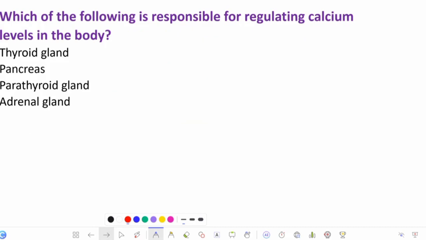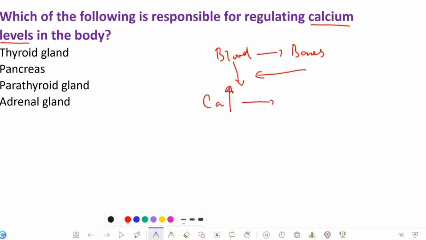Next, which of the following is responsible for regulating calcium level in the body? Calcium is basically present in two major areas inside the body. One is the blood, and the second one is the skeleton or bones. If the blood calcium level decreases, calcium will transfer from bones to the blood, and if the level of calcium increases in the blood, calcium will be transferred into the bones to be stored. So who is responsible for regulating calcium level in the blood? Thyroid gland, pancreas, parathyroid gland, or adrenal gland.